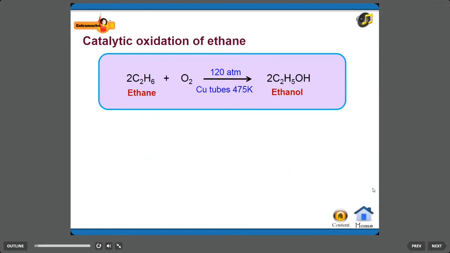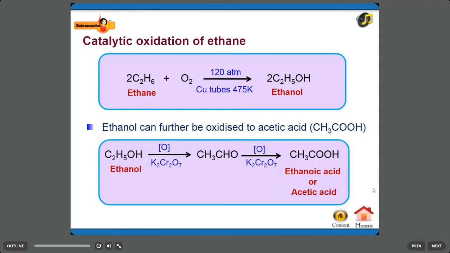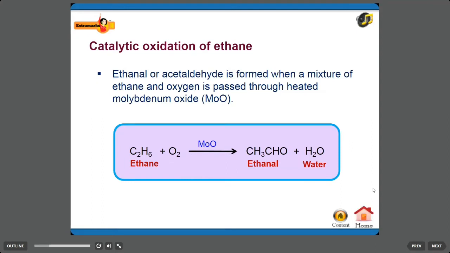Now we will learn about catalytic oxidation of ethane. Like methane, it also gives different products on reaction with different catalysts at different conditions. For example, ethane forms ethanol on reaction with oxygen at 120 atmospheric pressure and 475 Kelvin temperature. Ethanol can further be oxidized to acetic acid. When a mixture of ethane and oxygen is passed through heated molybdenum oxide, a different product, that is ethanal or acetaldehyde, is formed.